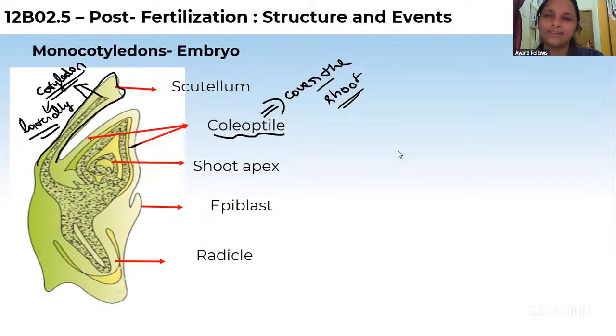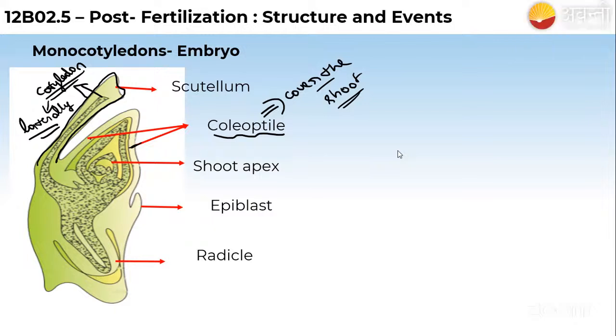Maybe auxin. Ranganaiki, correct. That is auxin only. Yes, Nikita, auxin. The coleoptile is nothing but it is covering the shoot. Phototropism will happen, right? Very good.